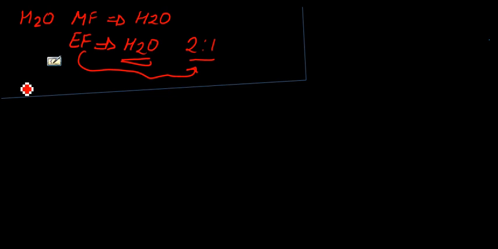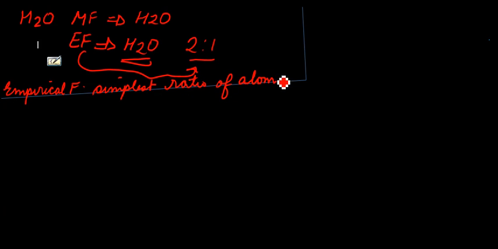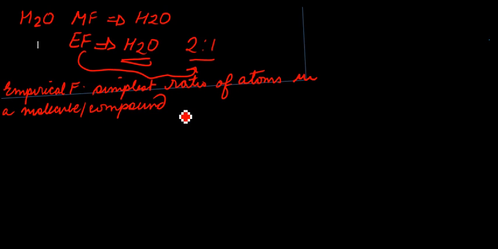Okay, maybe I'll just put it down here. So empirical formula is the simplest ratio of atoms in a molecule or a compound or whatever. Okay, I don't know why my dots don't show up. See? Anyways, so that is it.